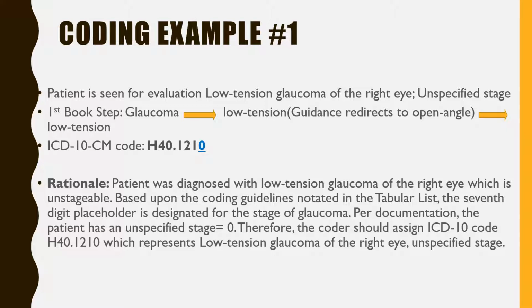And again, in our rationale, the patient was diagnosed with low tension glaucoma of the right eye, which is unstageable or unspecified. So based upon the coding guidelines notated in the tabular list, the 7th digit placeholder is designated for the stage of glaucoma. Per documentation, the patient has an unspecified stage, which is equated to 0. Therefore, the coder should assign ICD-10 code H40.1210, which represents the low tension glaucoma of the right eye with an unspecified stage.